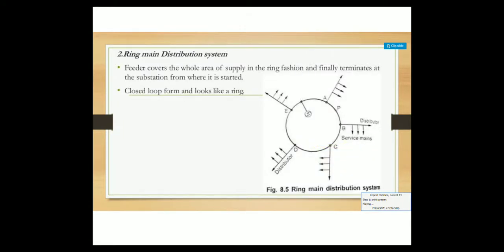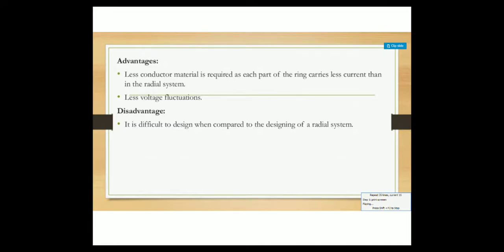Coming to the next one, the ring main distribution system. Here there will be different feeders which are connected to different distributors, which are then connected to different loads, as per the single line diagram. Here the feeders and substations are connected in the form of a ring. These are the advantages and disadvantages of a ring main distribution system when compared with the radial distribution system.